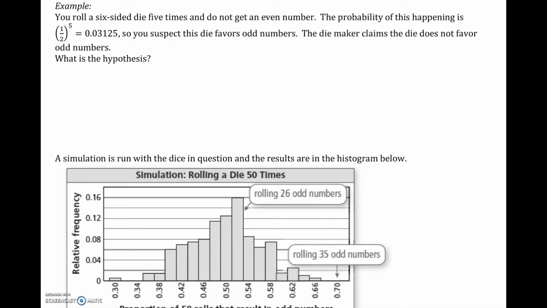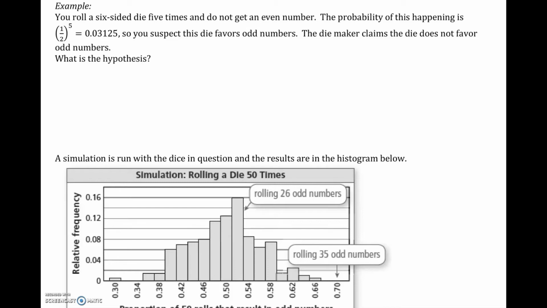So maybe this dice is not fair. Maybe it does favor odd numbers. So it's weighted weirdly, or corners are shaved or something. There's something that's been done to it to make it kind of favor landing on an odd number.